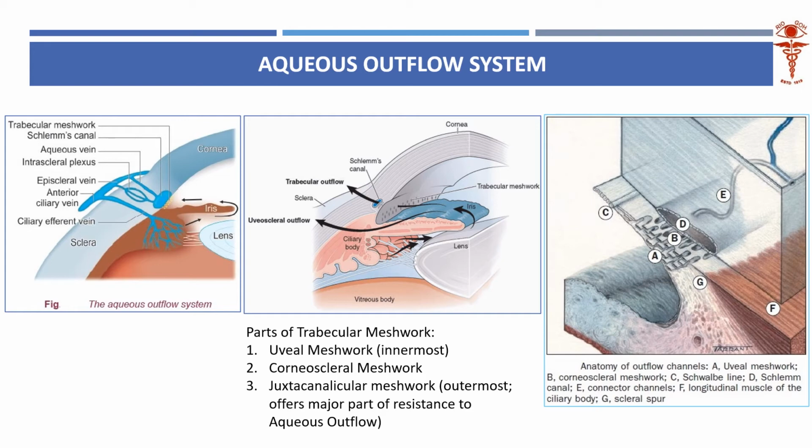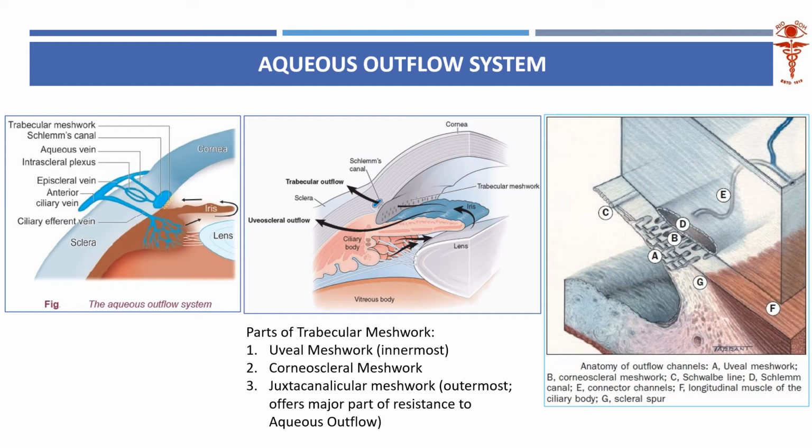Here one important point is, they'll ask you, of these three routes which aqueous has to exit the eye, which offers maximum resistance? Because we also understood that the resistance to the outflow is the reason for developing a disease called glaucoma. So if glaucoma is going to occur, then there is something which is preventing or obstructing the outflow. And the obstruction of the outflow is maximum done by the juxtacanalicular meshwork. This you remember here. It is a nice to know point.